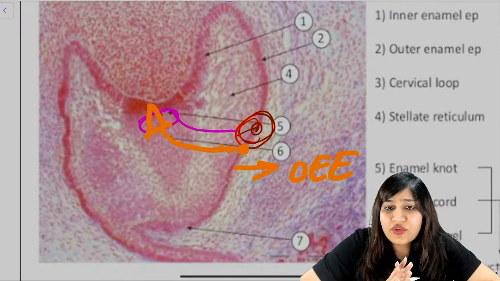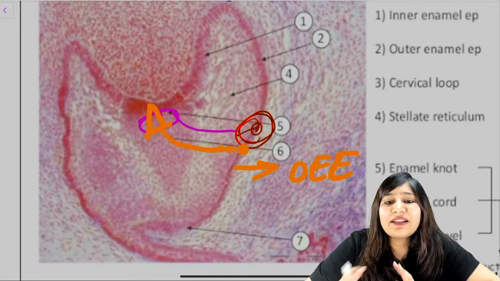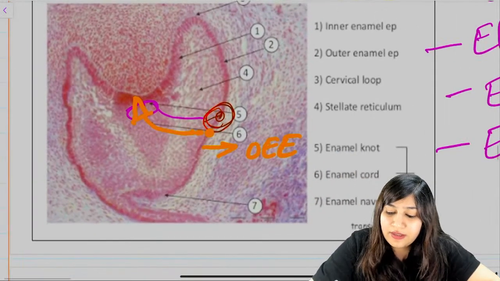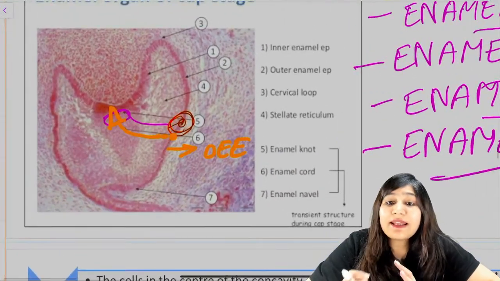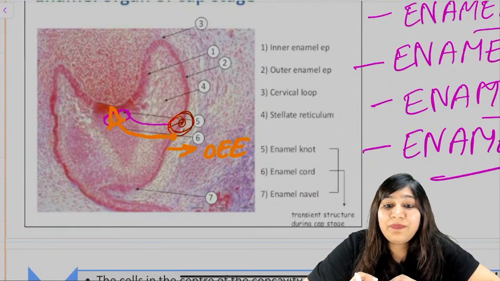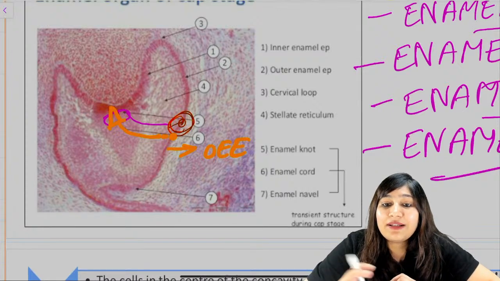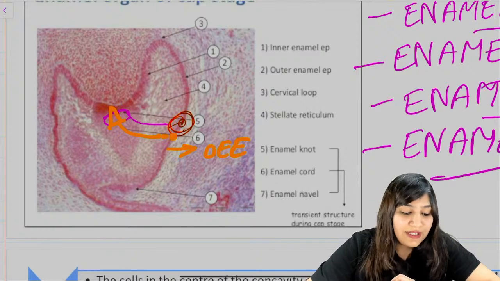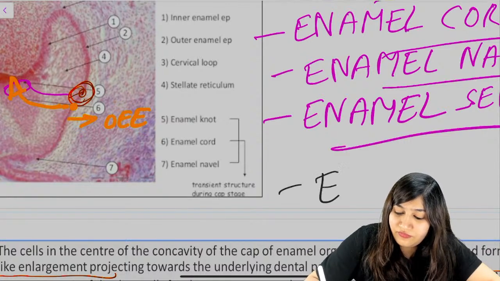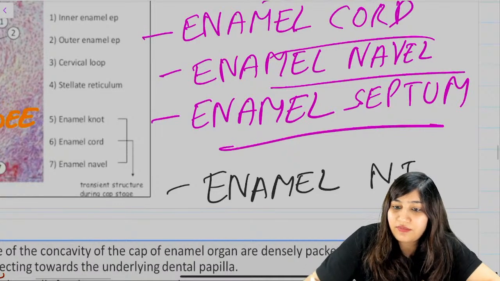We have also one structure, that is enamel niche. Enamel niche is basically formed in the plane of histological section. It is because sometimes ectomesenchymal tissue may be entrapped in the ectodermal portion, that is, it may be entrapped by the dental lamina. So it gives the appearance of enamel niche.